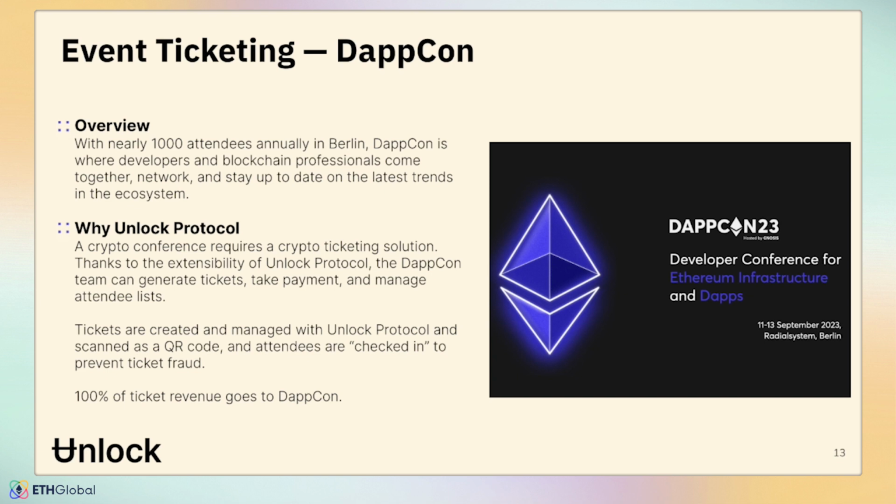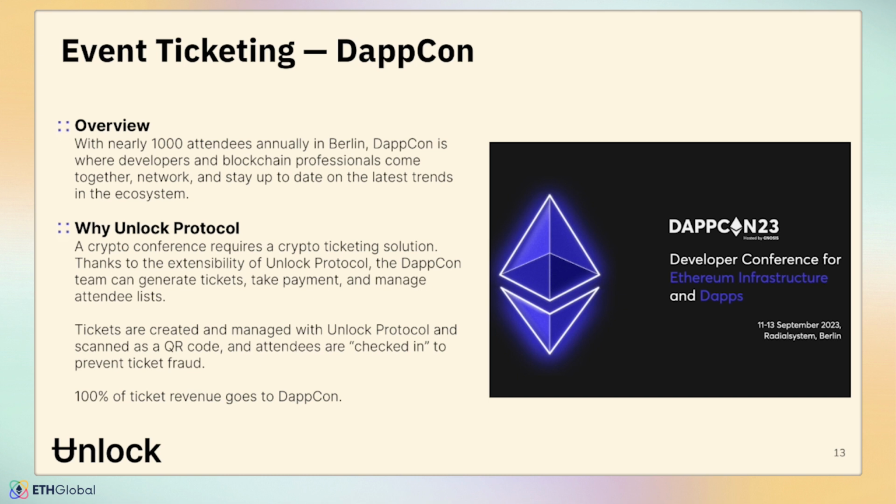Unlock for ticketing has been used at multiple conferences in the crypto space, in the Ethereum space, and here we're showcasing DAppCon, which is a conference happening this year again in Berlin between September 11th and September 13th. DAppCon has used Unlock last year, actually. There's about 1,000 attendees that are mostly in the crypto ecosystem.